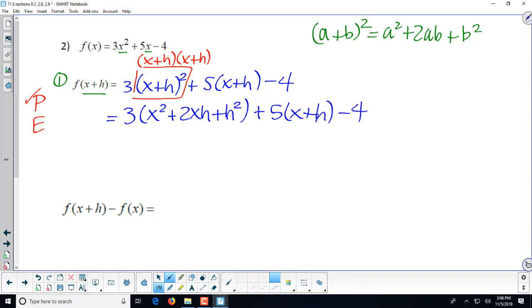So you end up with a perfect square trinomial when you square a binomial. All right, then, okay, so we did exponents. Next thing is multiplication, division from left to right. We've got multiplication. Distribute.